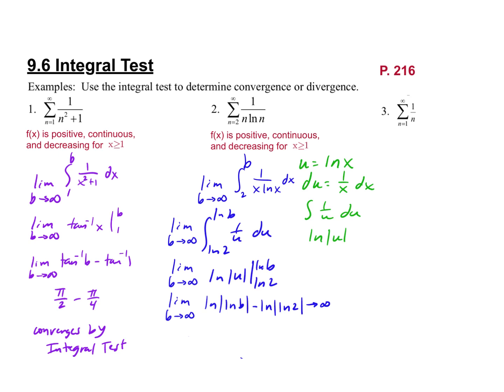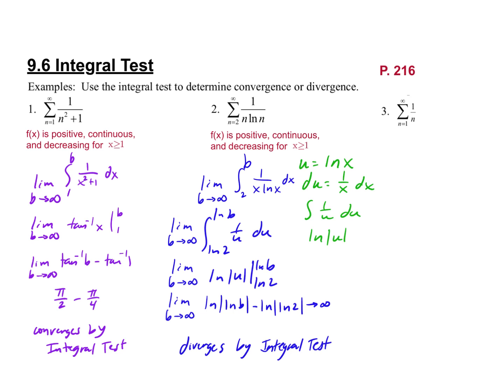So does the limit have a value? It does not. It never approaches anything. It grows without bound, which means that this sum also does not have a value. There is no sum for this. It will continue to grow and grow and grow. So therefore, we can say that this diverges by the integral test. Again, this is only the second test that we can show for both.